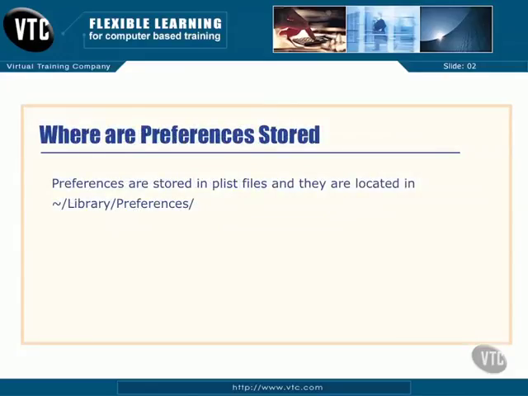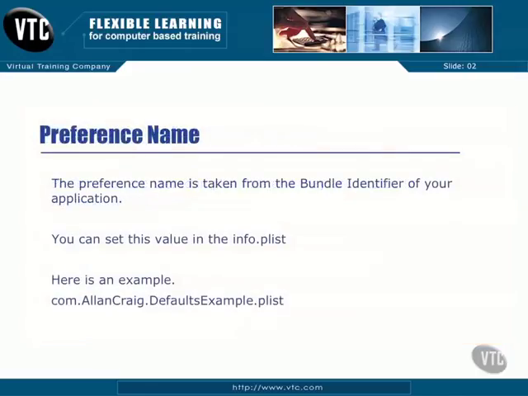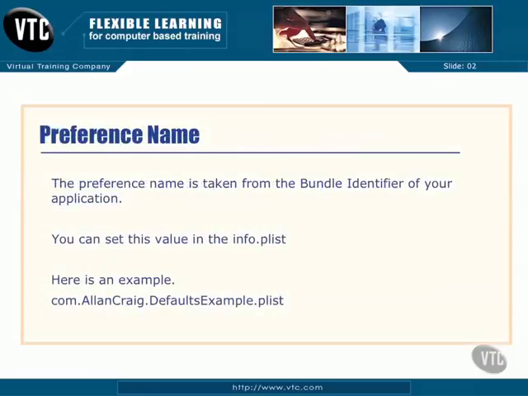Preference files are stored in plist files, which have XML format. They are located in the user's home folder under Library Preferences. Your preference file is named based on the bundle identifier of your application. You can set this value in the info plist, and that is exactly what we'll do in our next application.